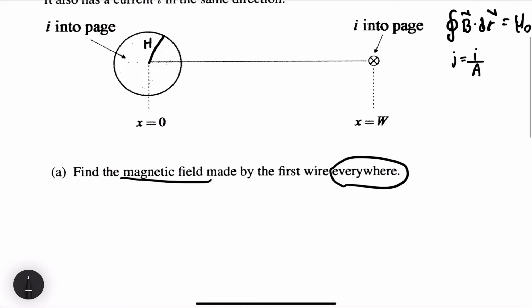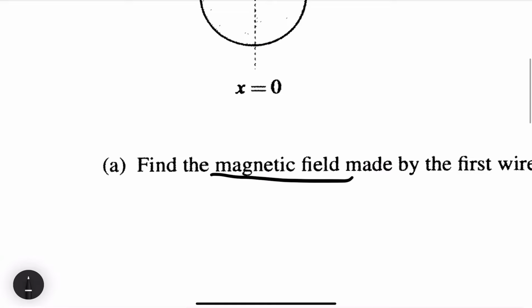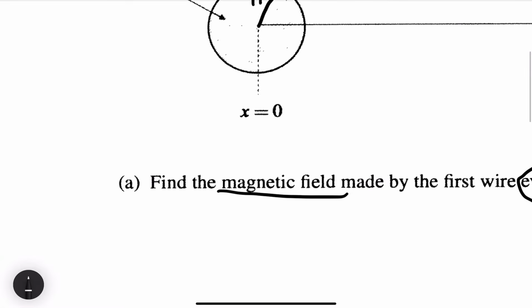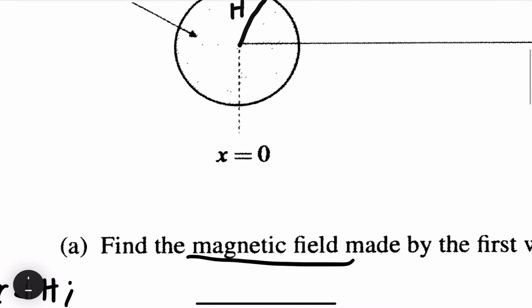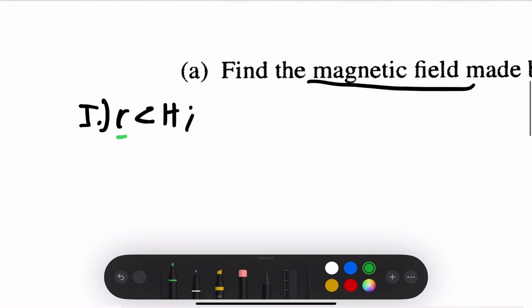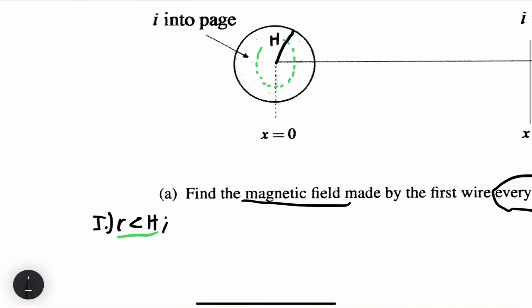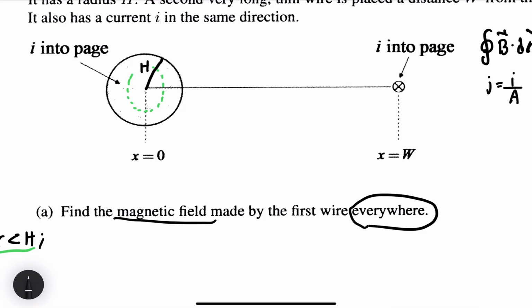So let's find the magnetic field everywhere, which in this case is just two regions. And you can think of it as Gauss's law pretty much for magnetic fields. So my first region will be if r is less than the radius h. So I'm in here. Then the dr is just a little segment of this circular loop that I created.